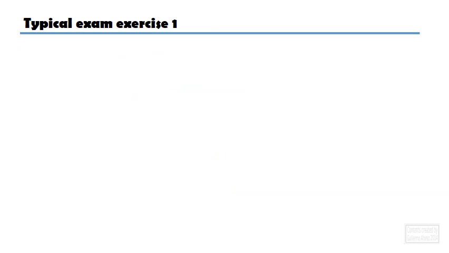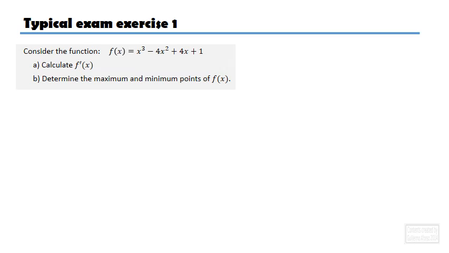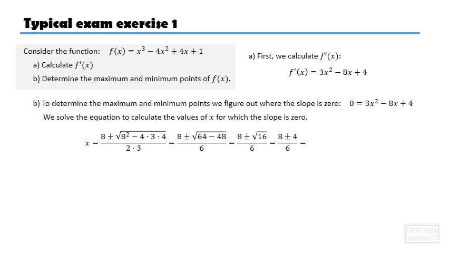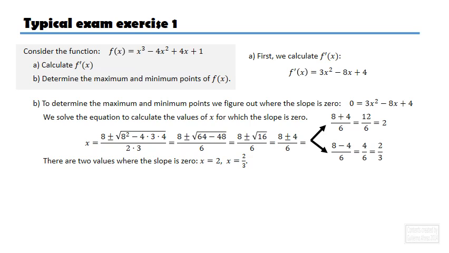So here's an exam exercise, more or less an example of what you could be asked to do. Here's a function. They ask me to calculate the derivative and determine the maximum and minimum points of f of x. So I calculate the derivative, here it is, and I just have to equal it to 0 to find out where the slope is 0. Now to solve this equation, I simply use my quadratic formula. So I end up with 4 plus 8 divided by 6, which is going to be 2, and 8 minus 4 divided by 6 is going to be 2/3. Now I know that the slope is going to be 0 when x equals 2 and x equals 2/3.